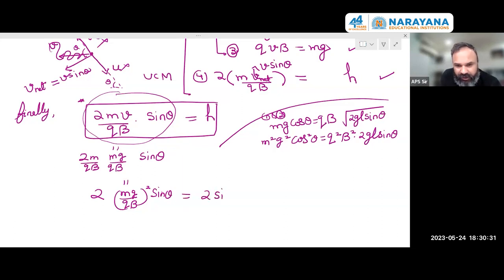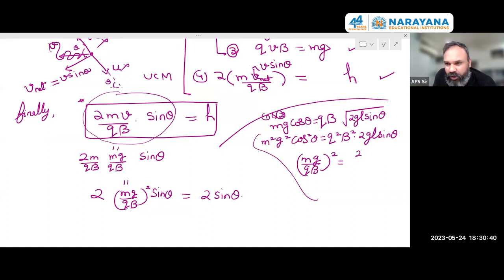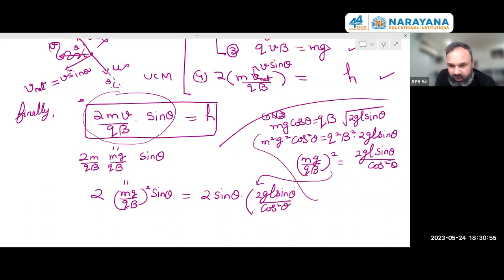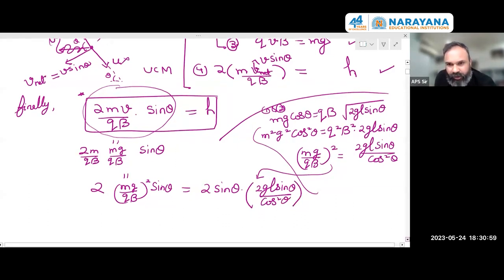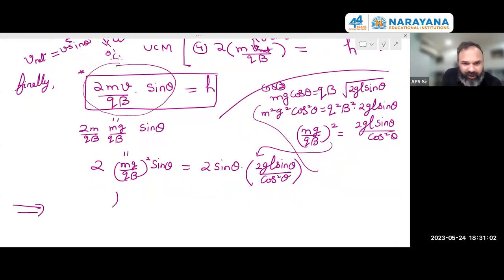Now this is 2 sine theta into, now mg upon qb I'll find out from here. So mg upon qb the whole square is basically 2gl sine theta upon cos square theta. Just substitute this equation here. So 2 sine theta into 2gl sine theta upon cos square theta. So now finally, I'm getting h as 4gl sine square theta upon cos square theta.